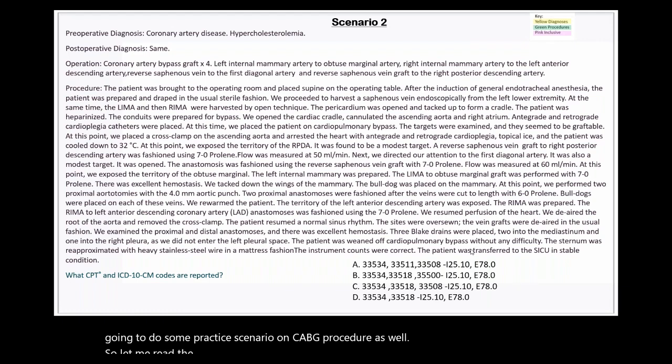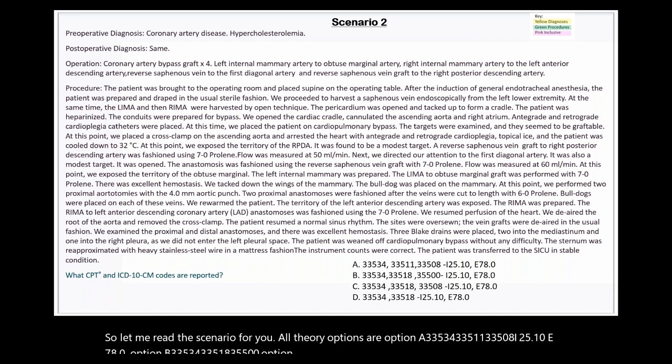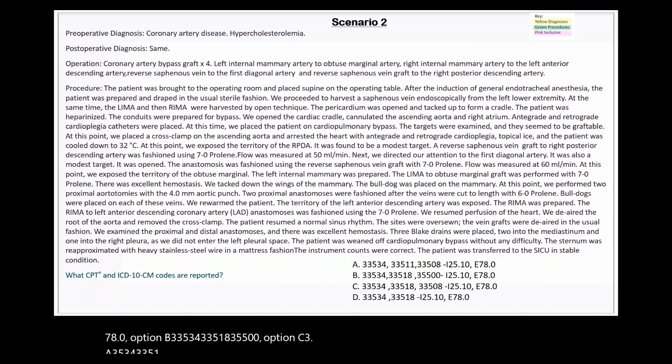So your options are option A, 33534, 33511, 33508, I25.10, E78.0. Option B, 33534, 33518, 35500. Option C, 33534, 33518, 33508. Option D, 33534, 33518. Preoperative diagnosis, coronary artery disease, hypercholesterolemia.